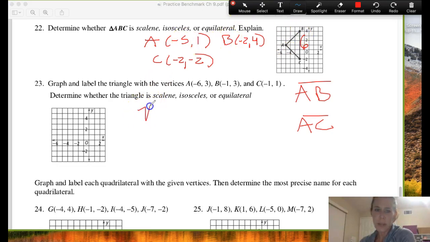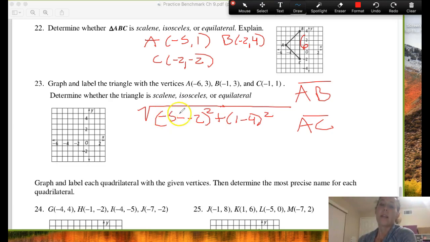So the distance for AB is going to be -5 minus -2, square that. This is just kind of tedious work, but you've got to know the distance formula. Then 1 minus 4 and square that. For -5, the double negative makes a positive, so -5 plus 2 is -3, squared is 9. 1 minus 4 is -3, squared is 9. Add those together, you get 18. We get the square root of 18 for AB.